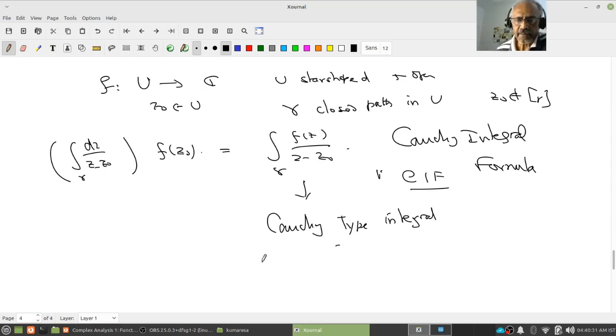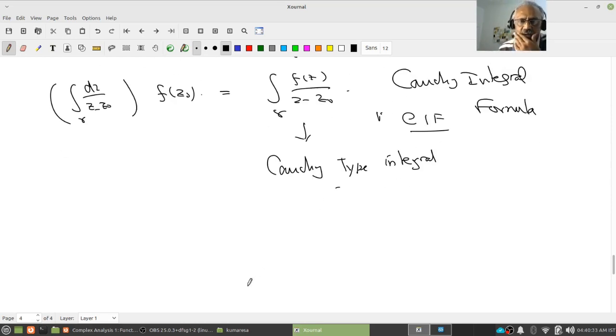Yeah, this is a Cauchy type integral, right? So I got f of z naught as almost like a Cauchy type integral, except I don't know what this is. What is this? And this is where again you have followed my earlier lecture.